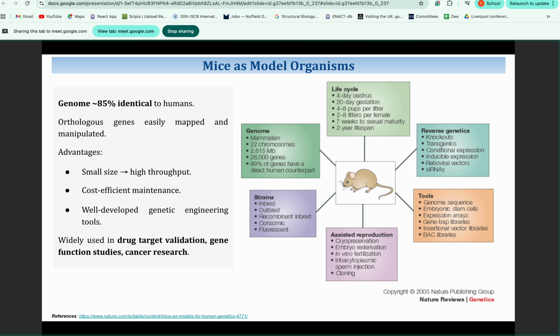So that is the reason that whenever we select a model organism, we keep this in mind: it should share some level of similarity to humans at the level of its genome.